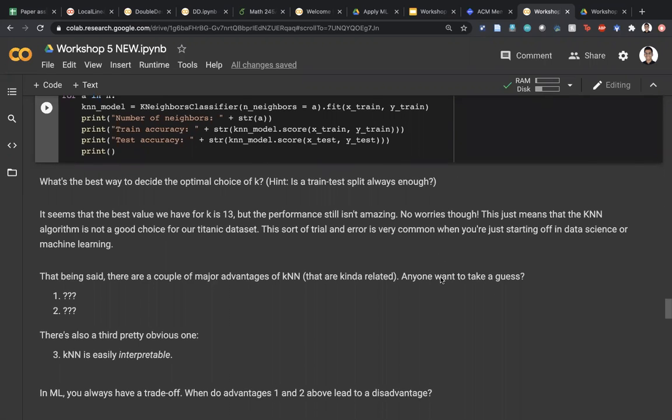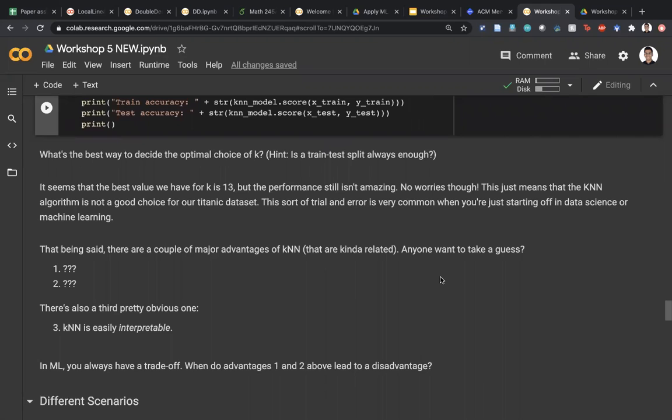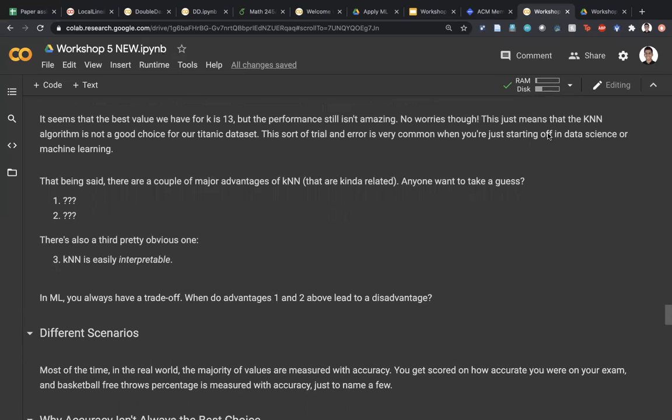In addition to this, right, Harsh did mention that we got better classification accuracy on some of the previous classification models that we used, like a neural net, for example. That being said, there are a couple of major reasons why KNN is still practical and useful in a bunch of different use cases. So does anyone want to think about why KNN is useful? What is the major advantage of KNN?